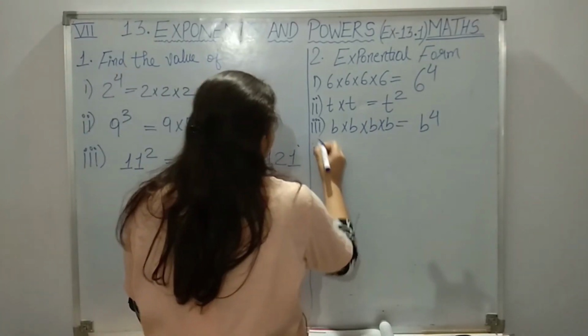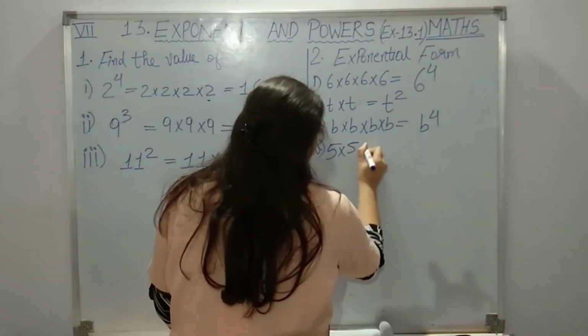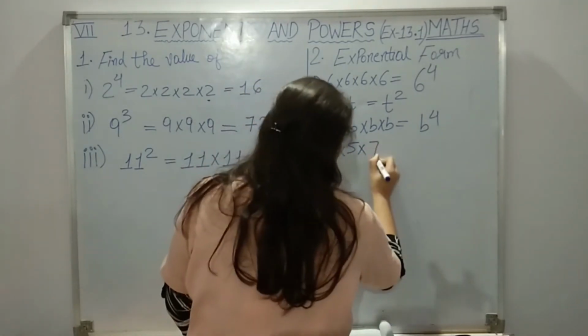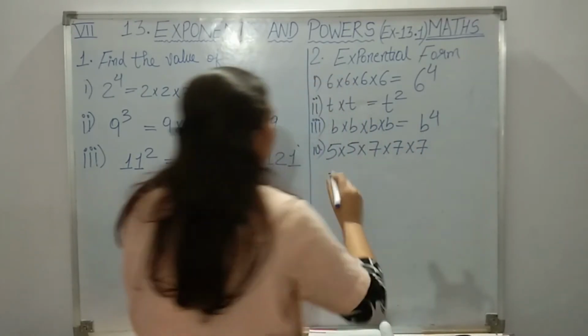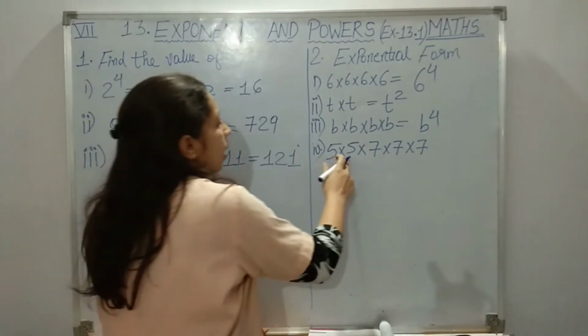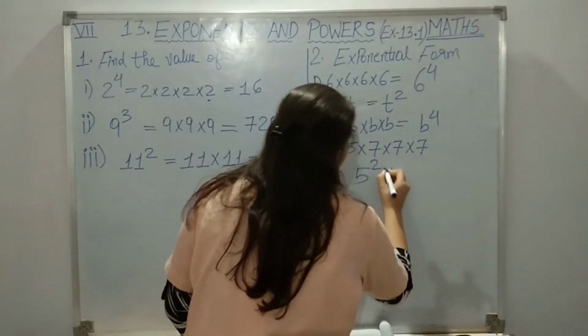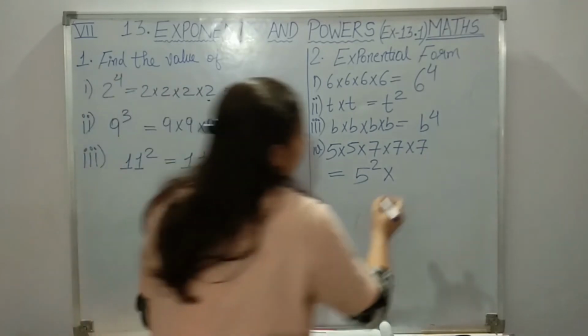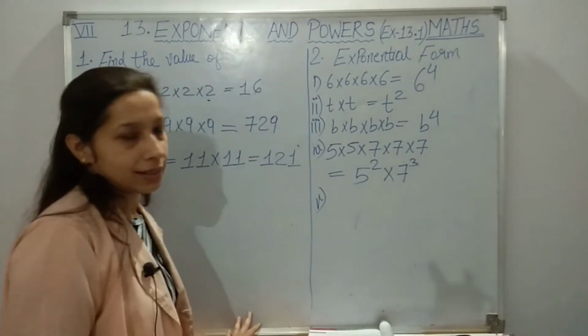Then fourth point, 5 is multiplied 2 times and then 7 is also there which is being multiplied 3 times. How to write this, students? Don't get confused. Same thing you are going to use. Here first base will be 5, its exponent will be 2. Okay, then the next base will be 7, its exponent will be 3. How easy it is, isn't it?